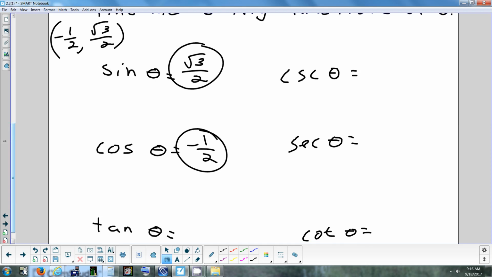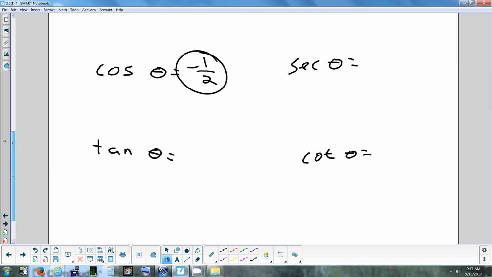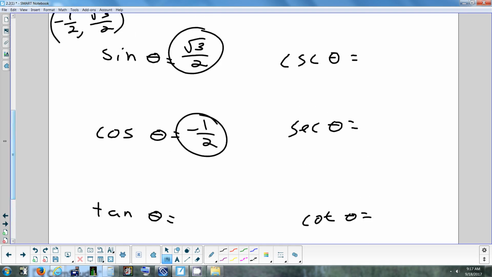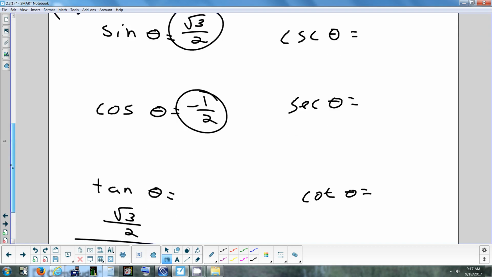Cameron, how about tangent? What's the definition for tangent? Is it x? Nope, not x over y. Close. Y over x. Y over x. Okay. So take your y value and divide by your x value. So root 3 over 2 divided by -1/2.